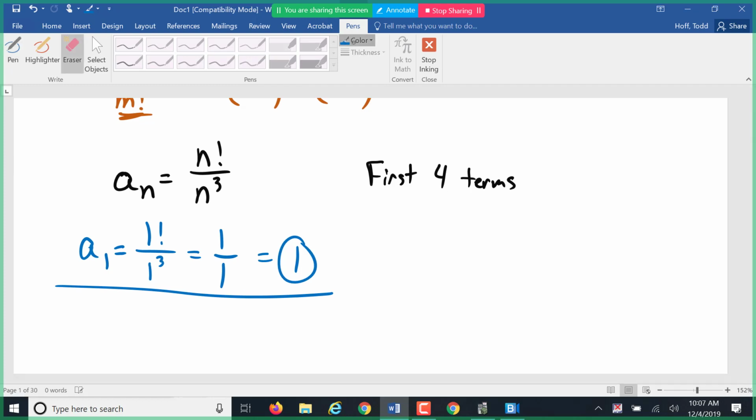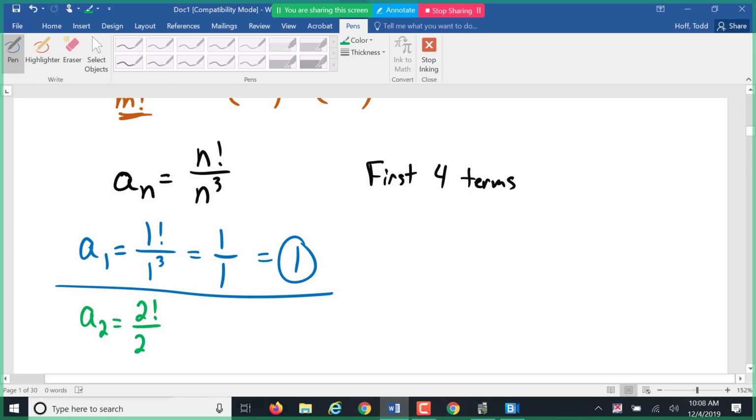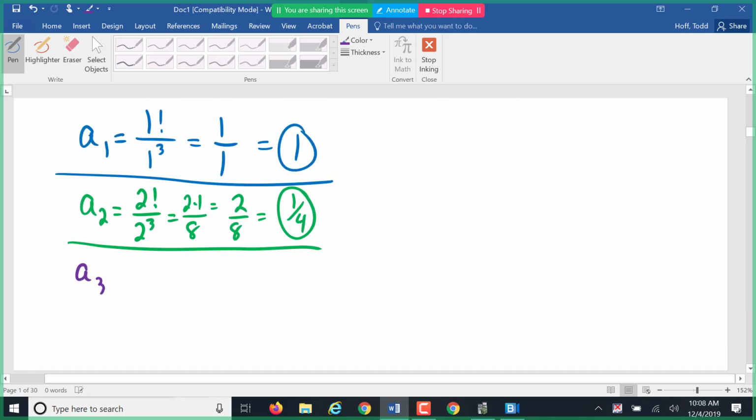a2. Well, that's 2 factorial over 2 to the third power. 2 factorial is 2 times 1, which is just 2. 2 to the third power is just 8. So that is just 1/4. So the second term is 1/4. a3, well, that's 3 factorial over 3 to the third power. 3 factorial is 3 times 2 times 1, which is 6. 3 to the third power is 27. So 6 over 27, or 2/9.